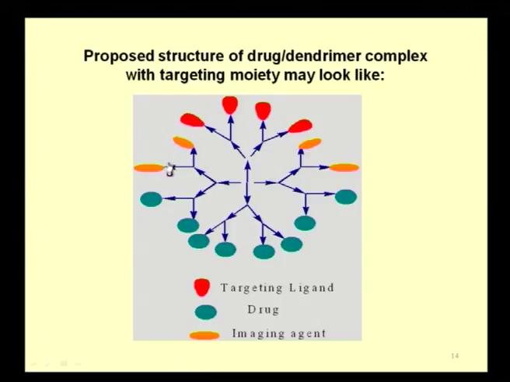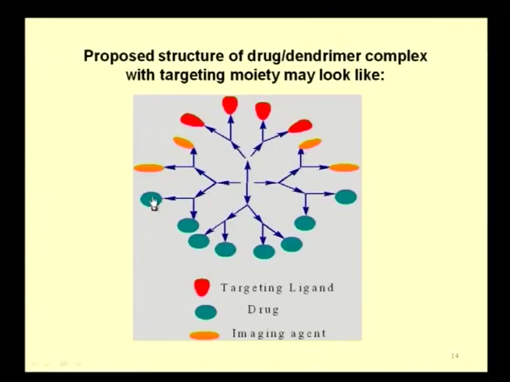You have certain portions where you have the imaging agent, which is going to image and then locate the place of drug delivery, and other branches can be responsible for carrying the drug. So, in the same system, it is possible to achieve all these three functions happening in the same dendrimer molecule. So, this is supposed to be the proposed structure which is going to gain more importance in the future.